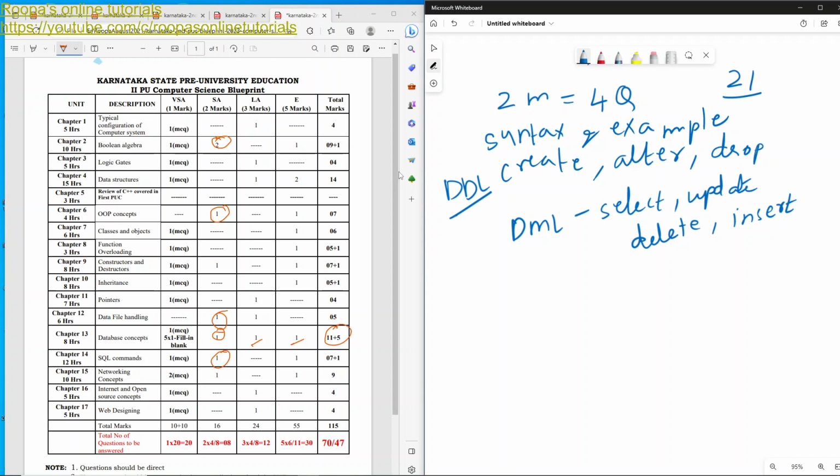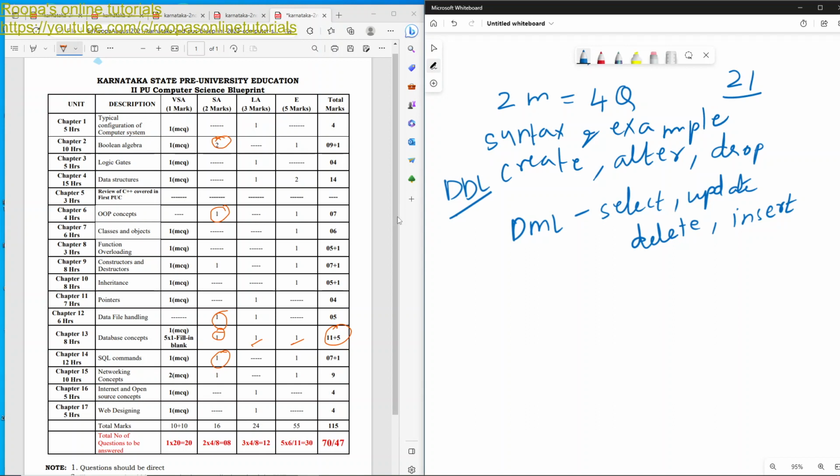So this is useful for you even in the 2 marks question, 1 mark question, and also in the 5 mark questions they may ask you. So please be aware of this. Then coming to networking concepts again, your 2 marks questions may be about the communication modes or the different types of networks, the topologies, and what is the difference between LAN and WAN. Okay, all these questions may come.